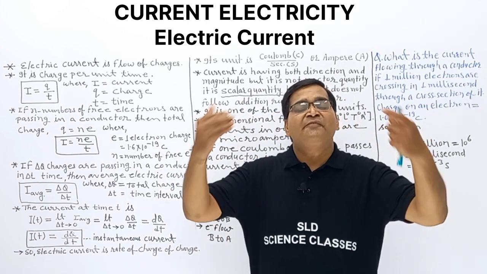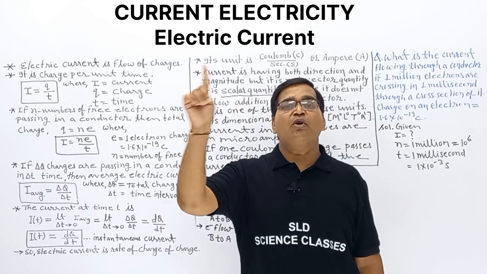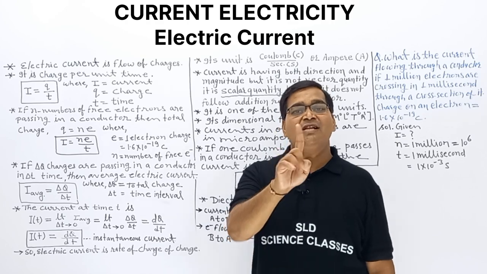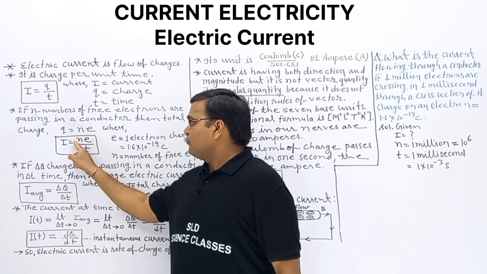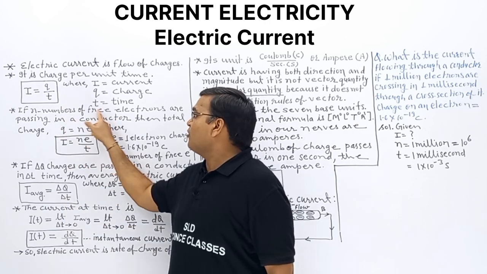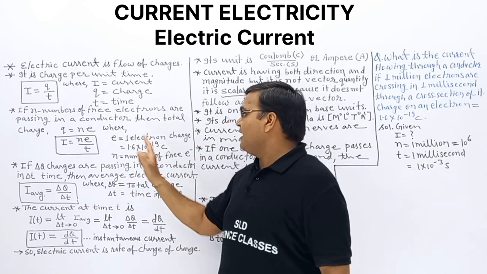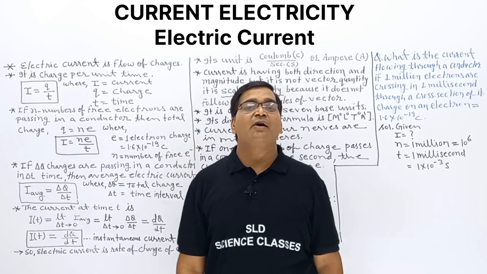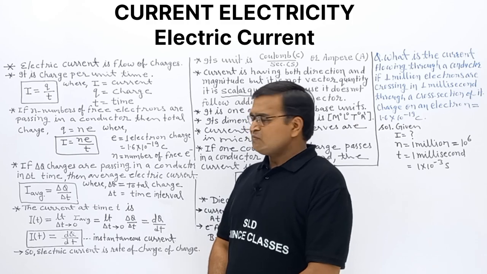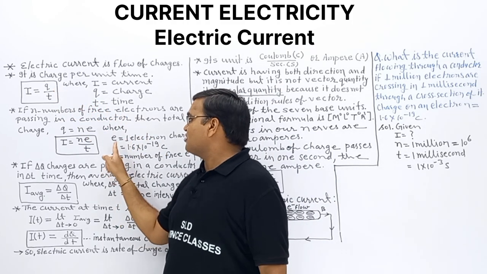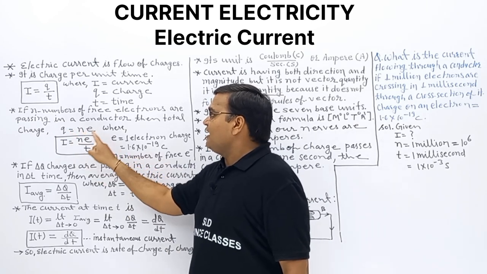Clear? So to find the charge in a conductor when n free electrons are passing, the total charge is n times e, where n is the number of free electrons and e is the charge of one electron, a standard value of 1.6 into 10 to the power minus 19 coulomb. Charge has the unit coulomb.